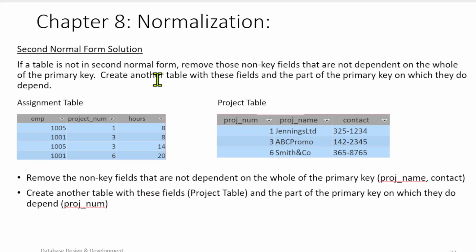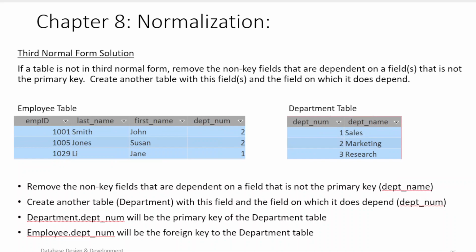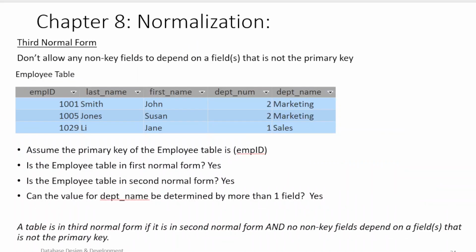Also keep in mind, in order to be in second normal form, the first thing you have to do is be in first normal form. First normal form is required to be in second normal form. That's probably the most important thing to remember for this course. So we'll go ahead and get into third normal form. Now we're looking at non-key columns.